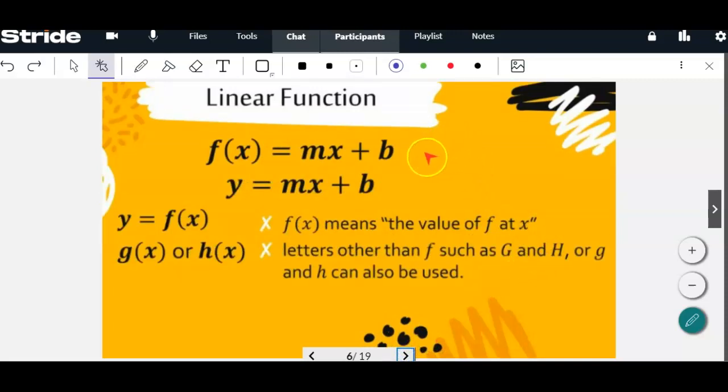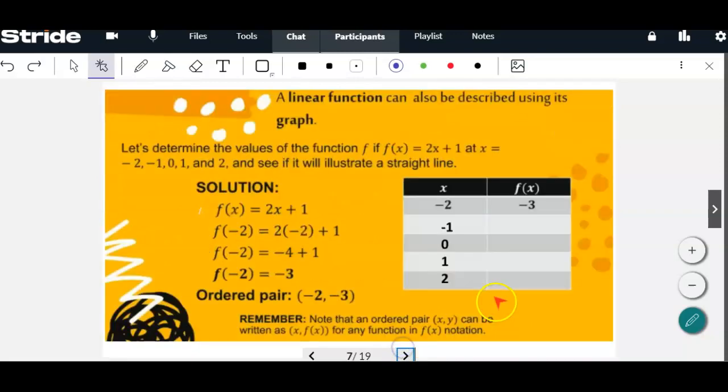Okay, so just some more information here. f of x equals mx plus b. Here's our slope-intercept form. f of x means the value of f at x. We just did that warm-up to show you that. Letters other than f, such as g and h, can also be used. So just so you know, that's more for when you get into algebra.